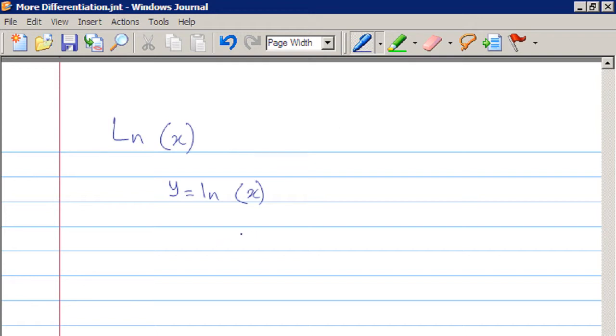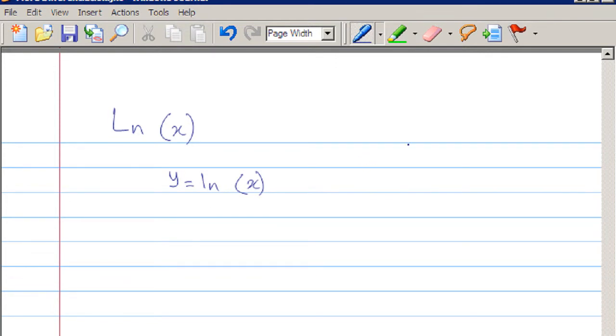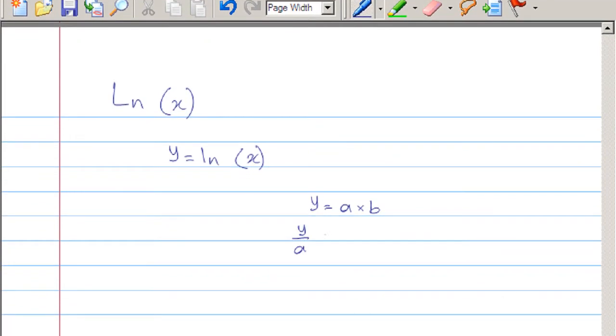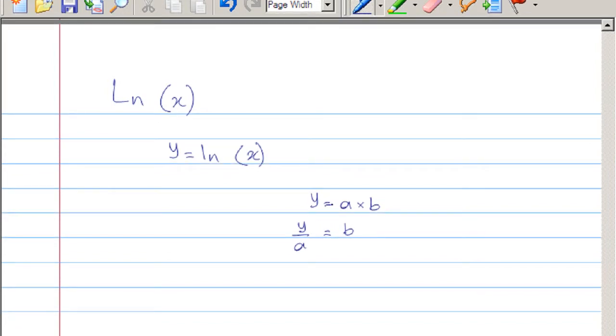So in the same way we have multiplication as the inverse of division and addition as the inverse of subtraction, we have logarithms, or now ln is also called the natural logarithm, as the inverse of raising something to the power. So let's take an example, let's say we have y equals a times b. If I want to find b, I would say y divided by a is equal to b. So I have a multiplication. To find b, I can take the inverse. So the inverse is division, so I say y divided by a is equal to b.